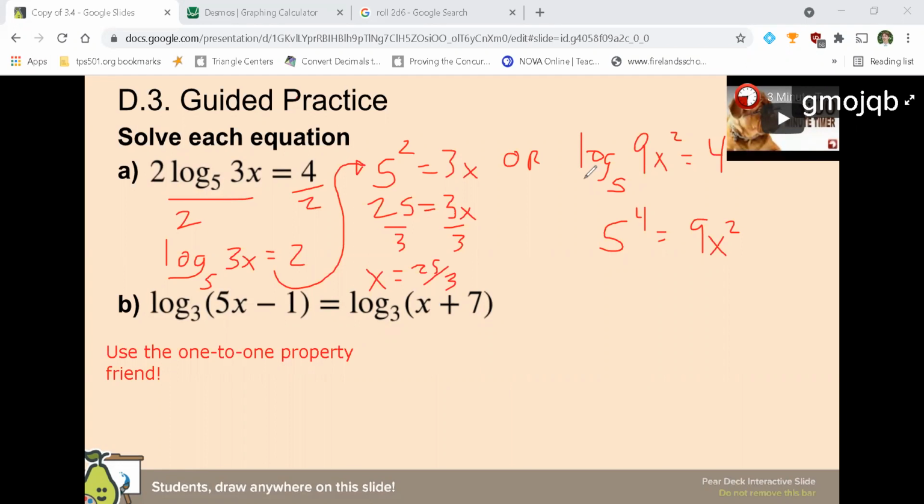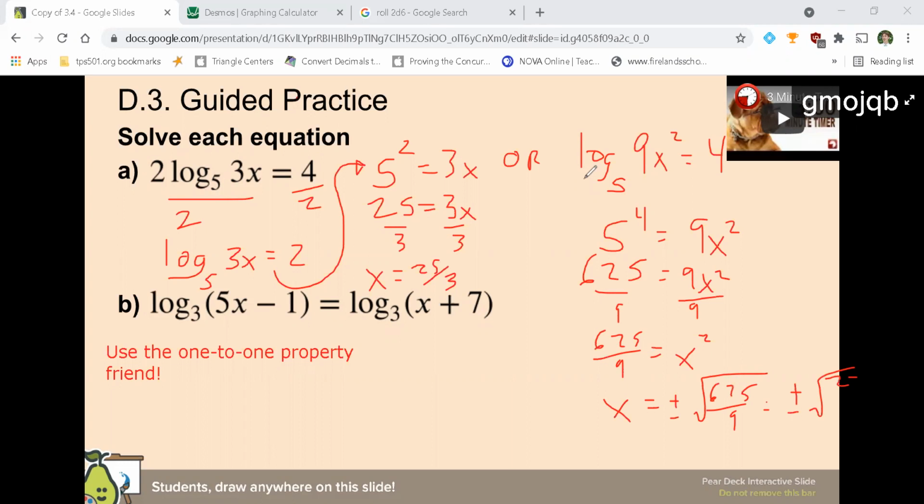On the right side, 5 to the 4th is 625 equals 9x squared. Divided by 9 is 625/9. And then when you do this, you'll do the plus and minus square root of 625/9. But that's plus or minus the square root of 25, or sorry, plus or minus 25/3. And so you have 2 solutions. But if you go back and plug in the negative 25 over 3, it won't work. The negative 25 over 3 is extraneous. The 25 over 3 is the real solution. So either one of these will get you the right answer if you're good about checking your answers.